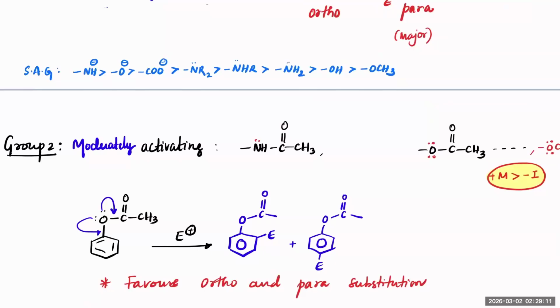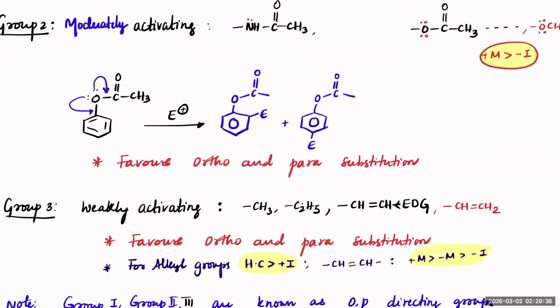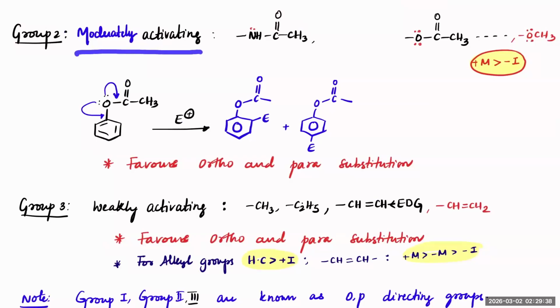Clear? And all of them are on the basis of how easily they can donate electrons. If a group already has a negative charge, it is much easier for it to give electrons or support the electrons towards the benzene ring. That's why the negative ones always come first, then the neutral ones which have lone pairs on them. Next. The second one is the moderately activating group.